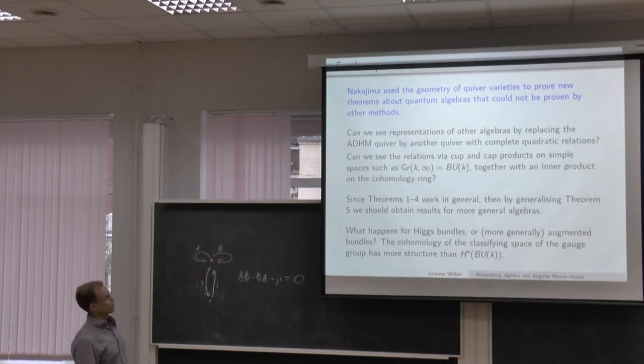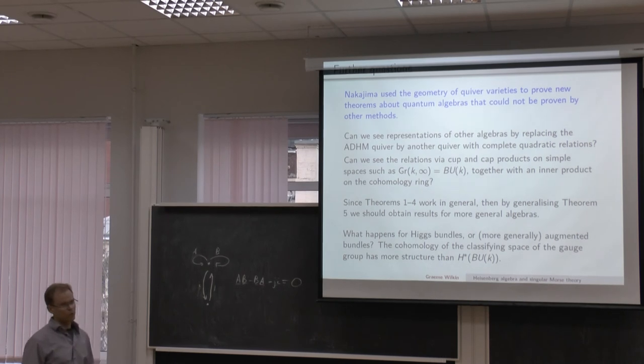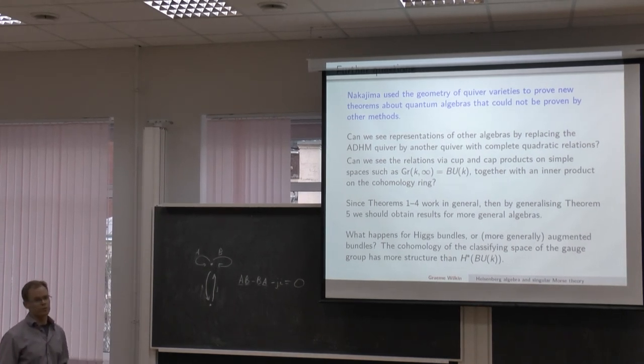So I'll just finish with a few questions. The point here is that Nakajima uses the geometry of quiver varieties to prove new results about algebras that people couldn't prove using algebra. This is sort of the motivation of the geometric representation tool. So, a bunch of questions.